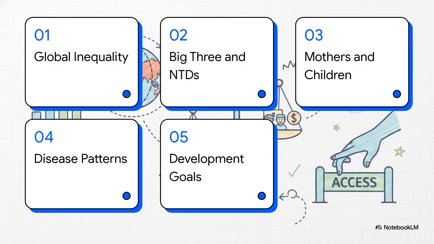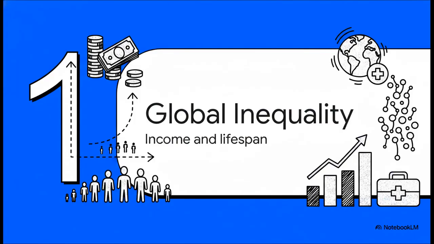We'll cover a story of global inequality, the Big Three and NTDs, protecting mothers and children, changing patterns of disease, and finally, the Sustainable Development Goals. Let's jump right into Section 1, a story of global inequality and how income shapes our lifespan.